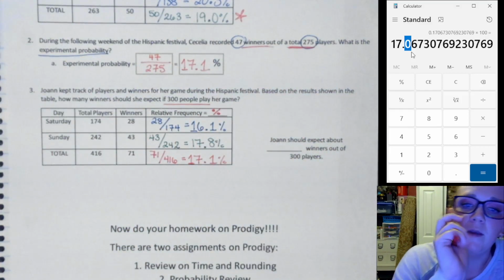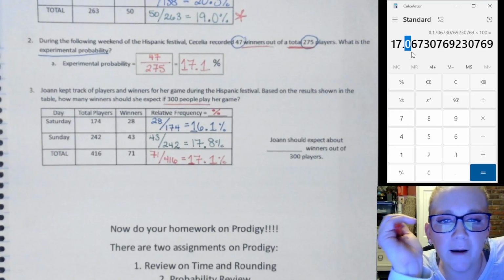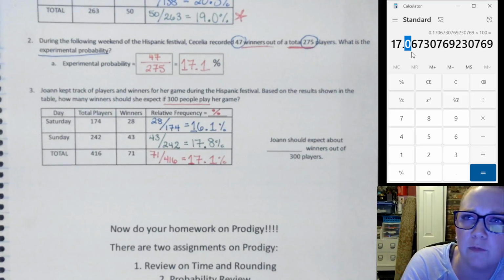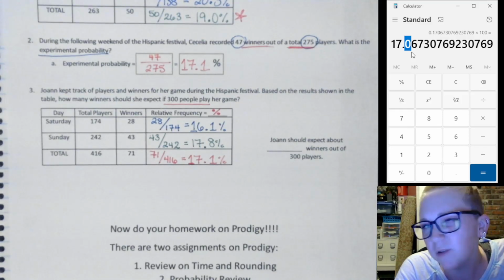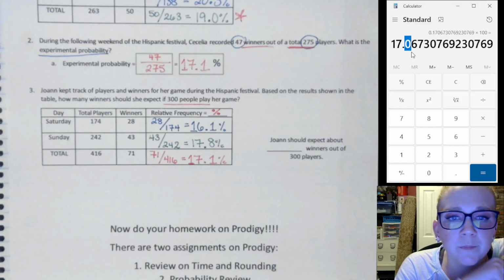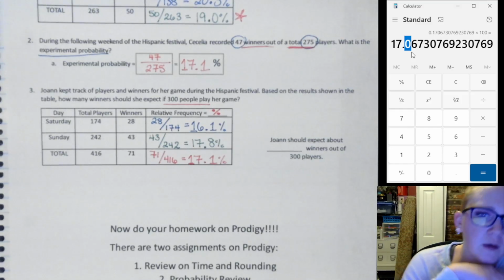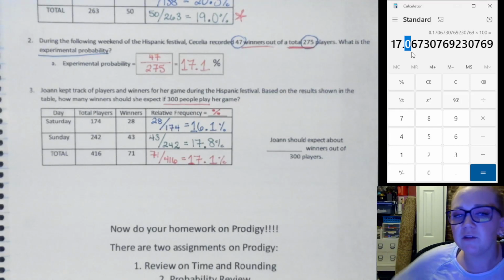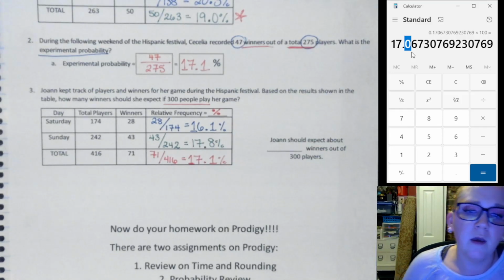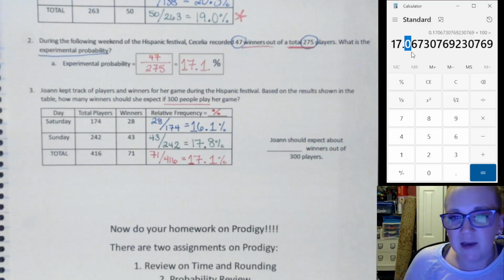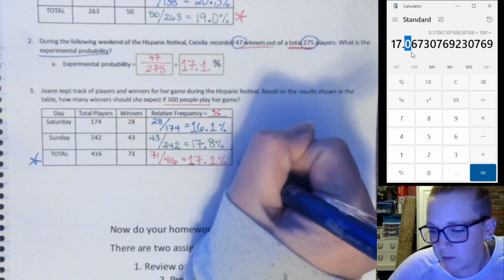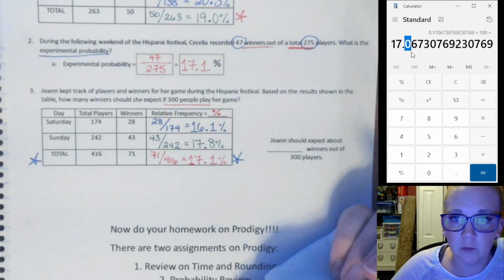Okay. Now, does that answer my question about if 300 people played, how many would win? Did we figure that out? No, we did not. Okay. So they were asking how many should we expect if 300 people played? Okay. Now, my suggestion is if they ask something like this, you're going to use the total. You're going to use this percentage to figure this out.